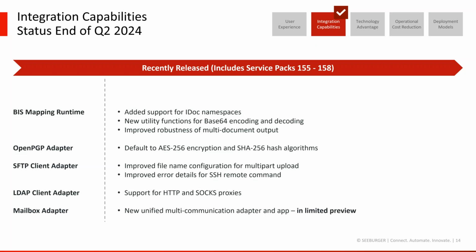In the OpenPGP adapter, we've improved our defaults. The default algorithms are now set to higher grade encryption and hash mechanisms. So this just means that if the partner doesn't require a certain encryption or hash algorithm, the adapter will default to a higher grade algorithm.